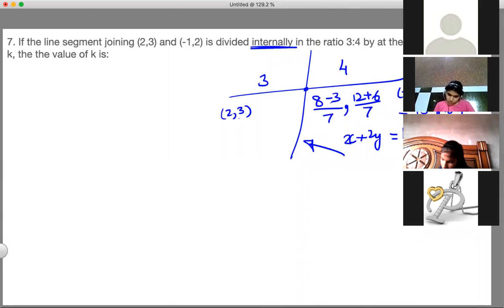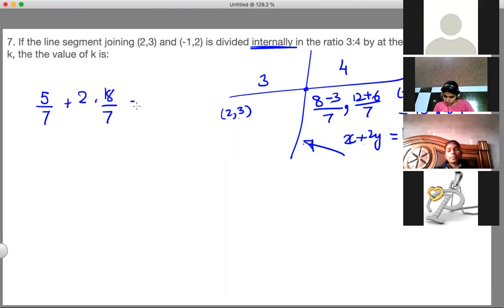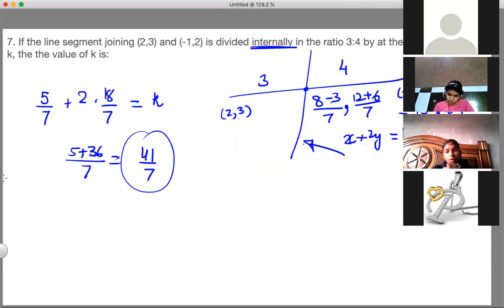Okay, now this point lies on this line, right? This point is common, so it lies on this line. So we will just put the values in the given line. This will give us the value of k. So 5 plus 36 by 7 is equal to 41 by 7. Okay, this is the answer.